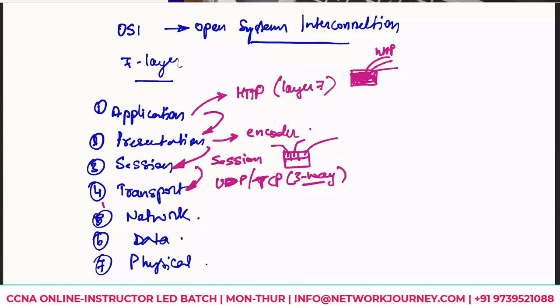It will add its header and send to the network layer. Now network layer is where you have IP addressing. You should think of it in this way, that let's say R1 needs to know to reach R4, what is the best path? Should I go with this path or should I take this path?